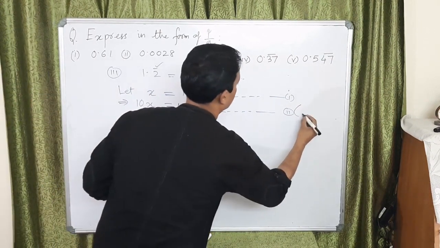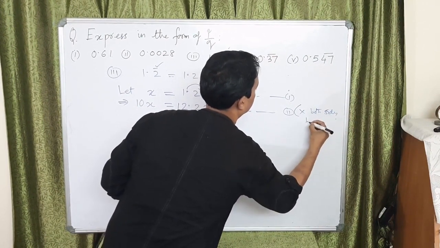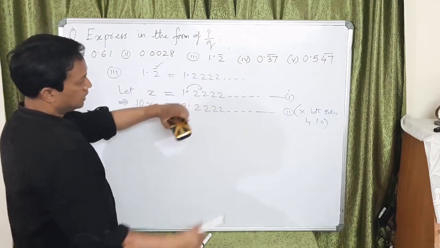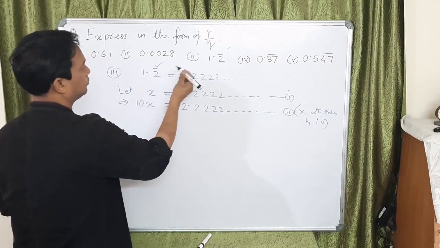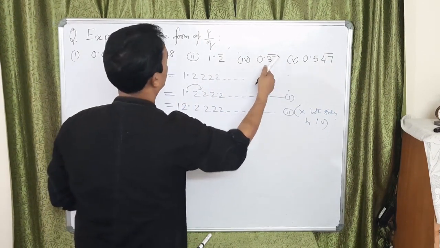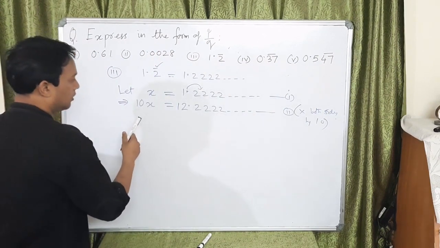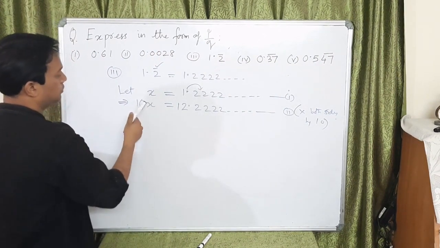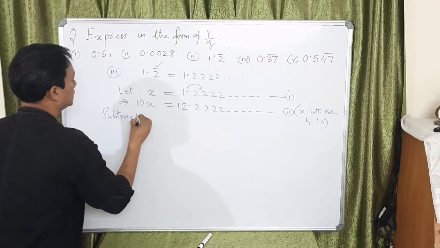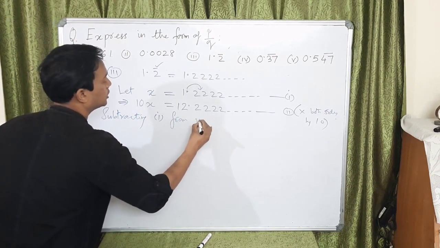Here what we did is multiply both sides by 10. Now why 10? Remember, if you have one number repeating, you multiply by 10. If you have two numbers repeating, you multiply by 100. If three numbers, you multiply by 1000, and so on. Now, after getting these two equations, we just need to subtract. So we subtract equation 1 from equation 2.